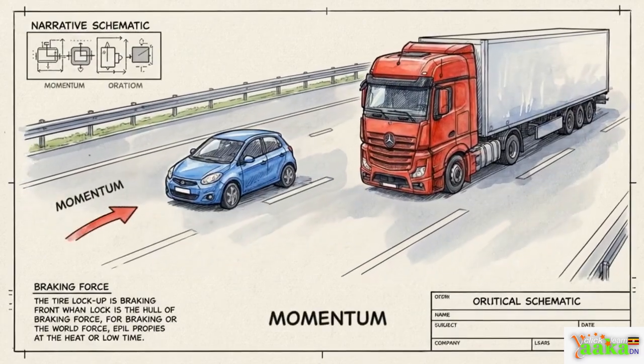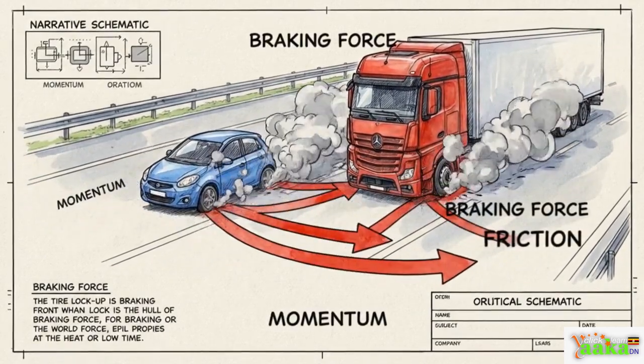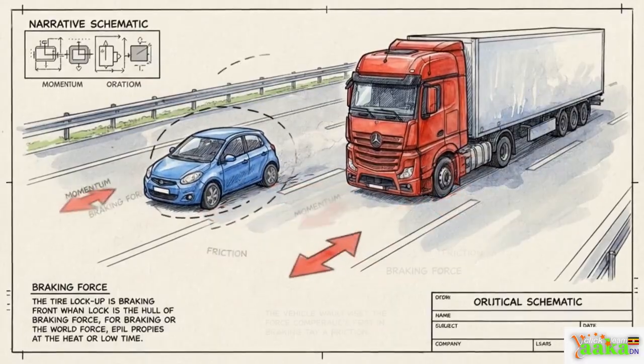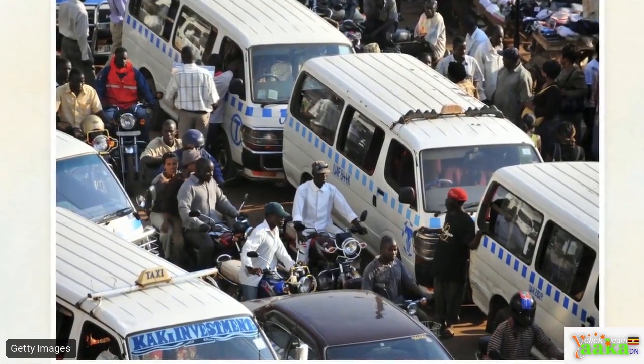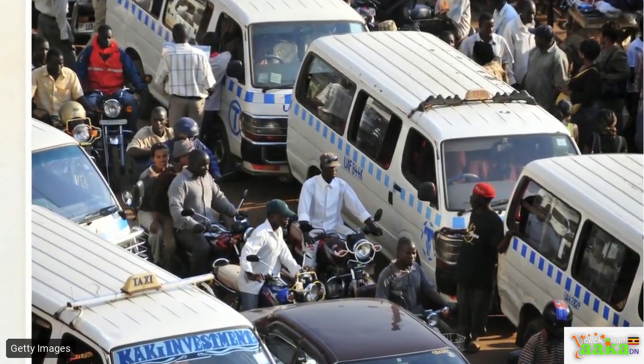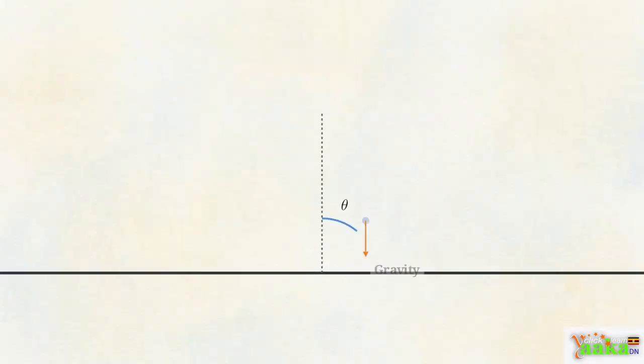Have you ever noticed what happens when a small car and a heavy commercial truck both slam on their brakes at the exact same time? The truck needs a lot more road to come to a complete stop. Or think about the busy streets of Kampala. When a boda takes a sharp turn through heavy traffic, the rider has to physically lean into the corner to keep the bike from tipping over.